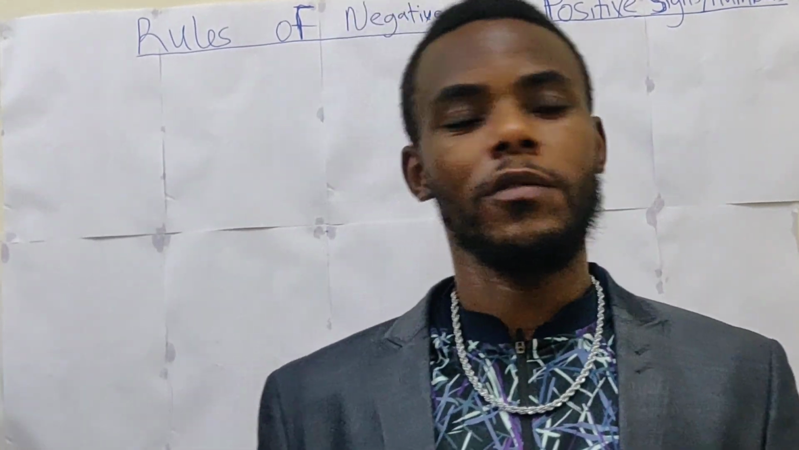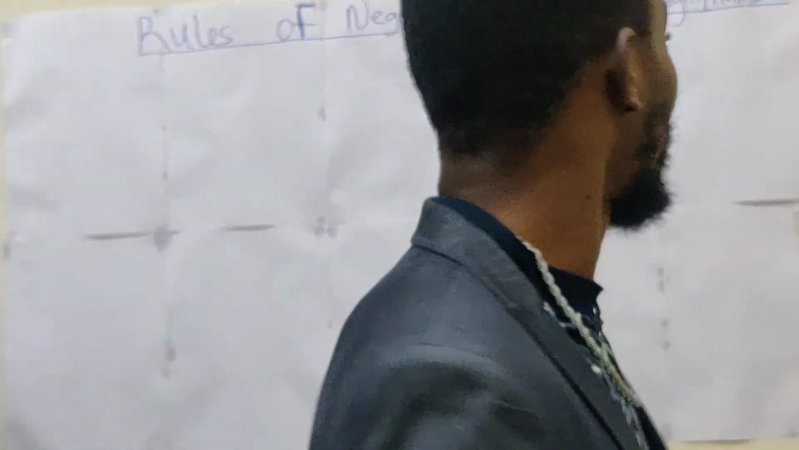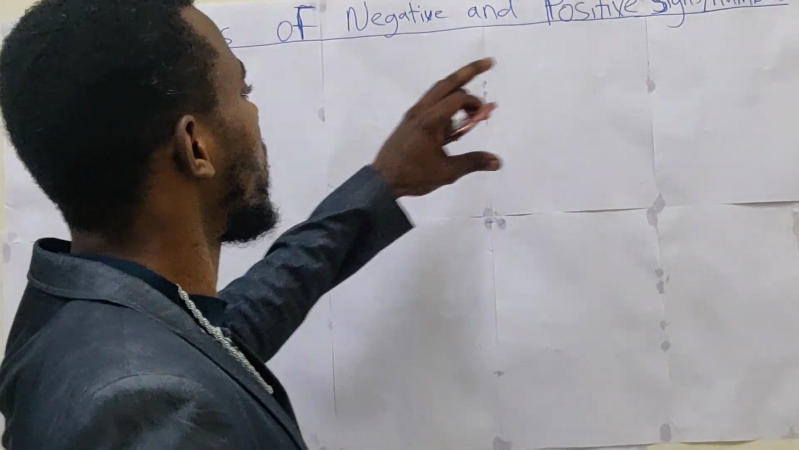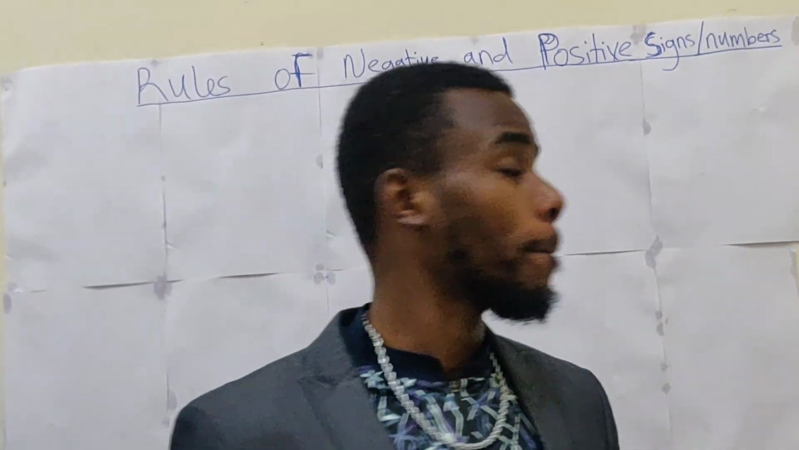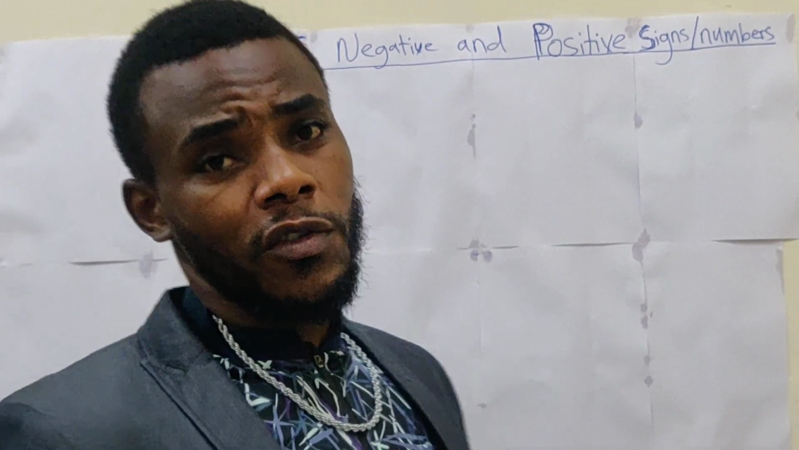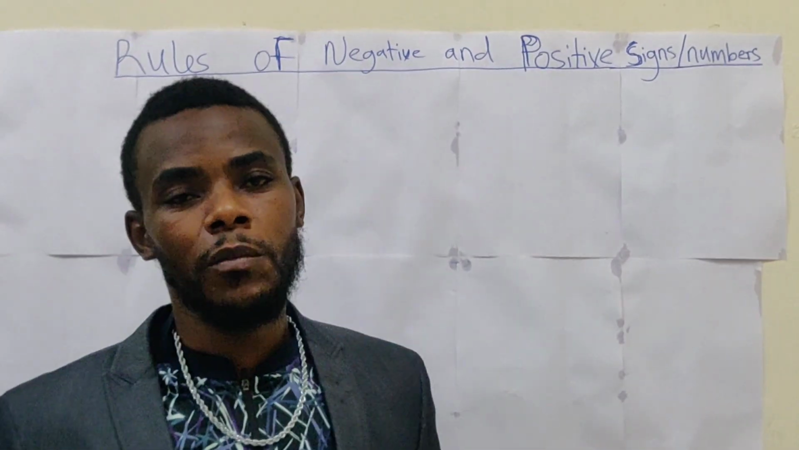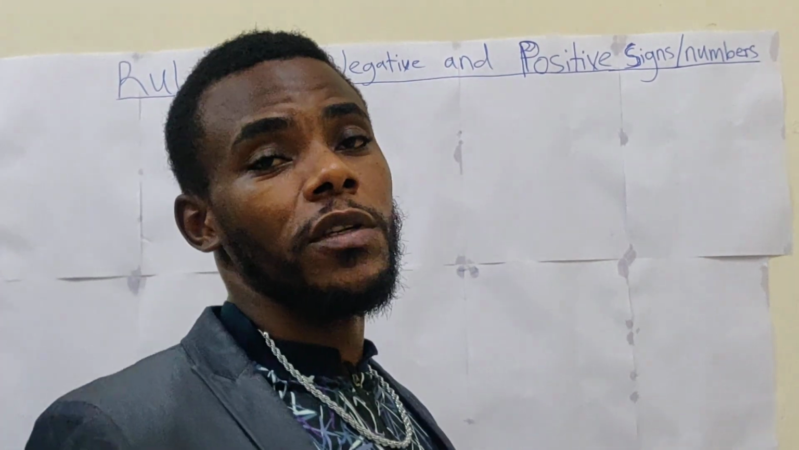What I have today for you is the rules of negative and positive signs when it comes to solving mathematical problems. So, to start, I will first of all put the possible ways we come across when we are solving, all the possible ways. So I'll first of all put all the signs.